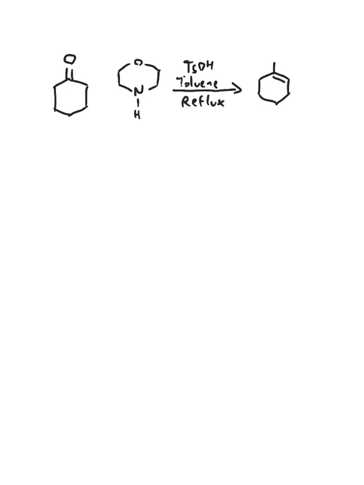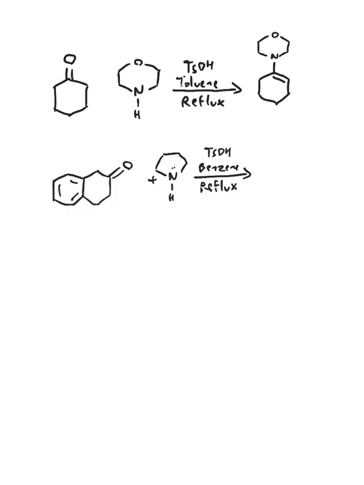Here we have cyclohexanone. Here we have morpholine. If we react them together under acidic conditions, tosyl alcohol, toluene, and reflux, what shall we get? Well, we form a single bond to the nitrogen and a double bond between where the carbonyl was and the carbon next to it. Think of it as an enol. We'll do another example and we will obtain this product.